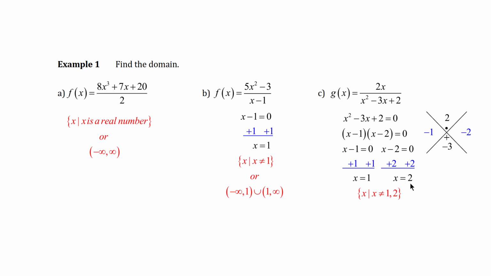Writing the domain in set notation, we write curly bracket x, a vertical line, x not equal to 1 comma 2, close curly bracket, or in interval notation, we write parenthesis, negative infinity comma 1, close parenthesis, union, parenthesis 1 comma 2, close parenthesis, union, parenthesis 2 comma infinity, close parenthesis.